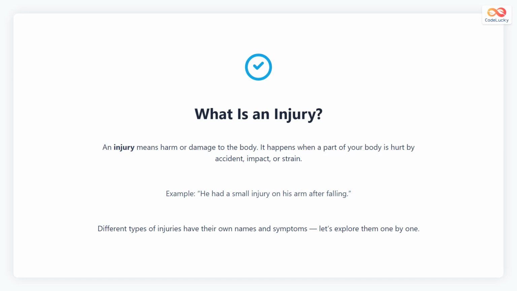An injury is when a part of the body gets hurt or damaged. It can happen because of an accident, a fall, or too much pressure on the muscles or bones. Some injuries are small and heal quickly, while others need more care or even medical help. For example, you can say, "He had a small injury on his arm after falling." Each type of injury looks and feels different, and we will now learn them one by one.